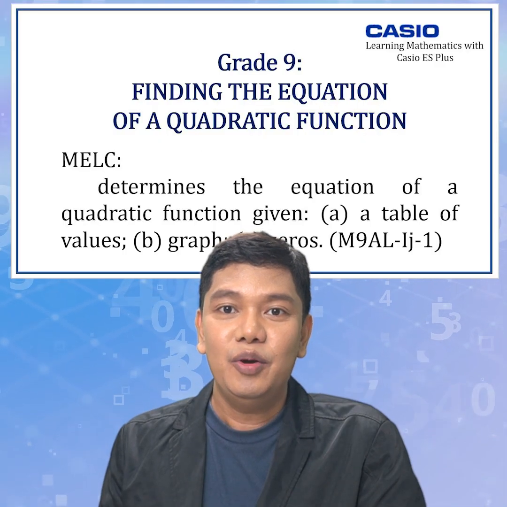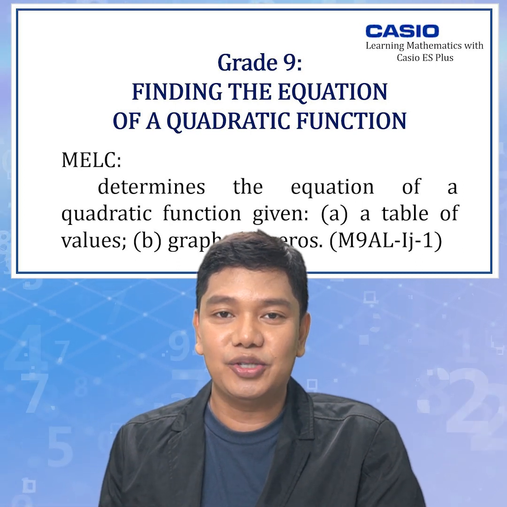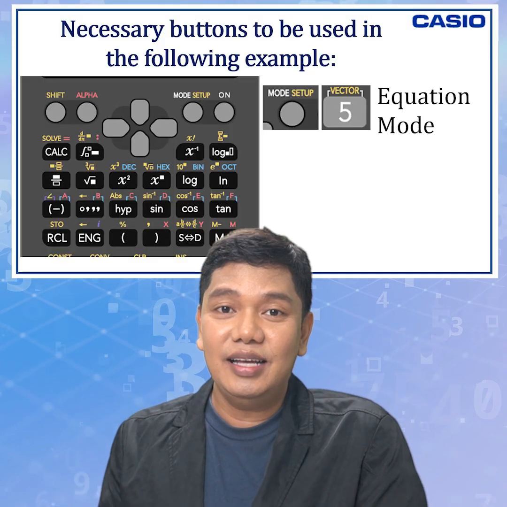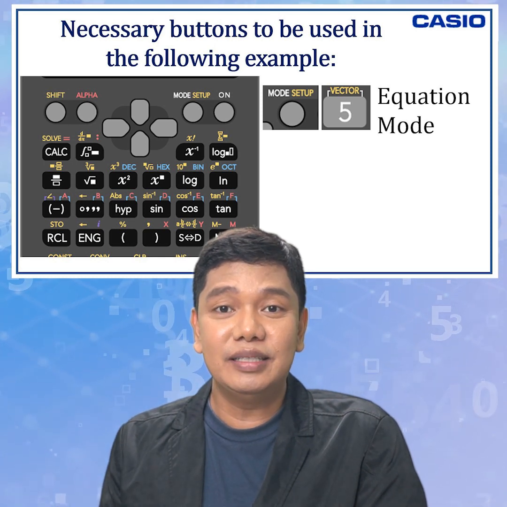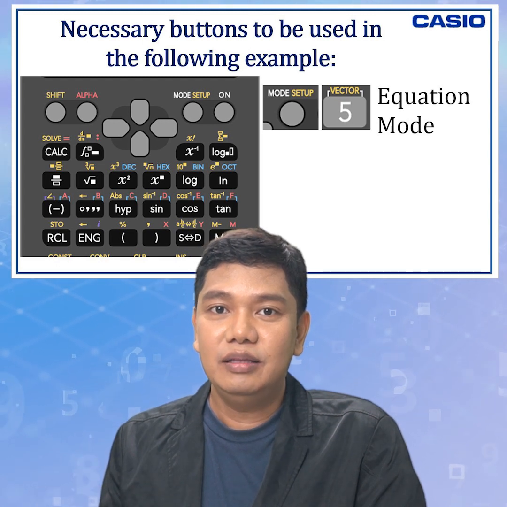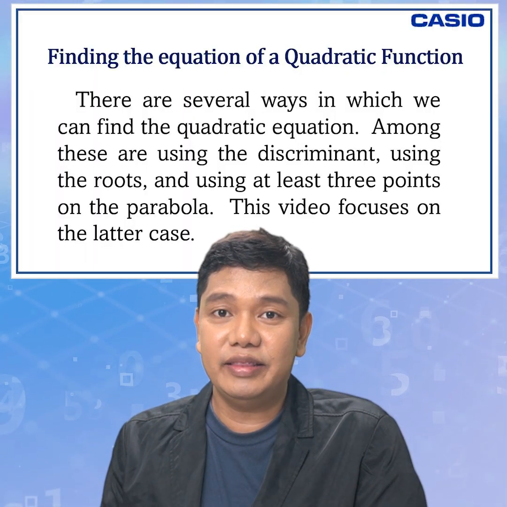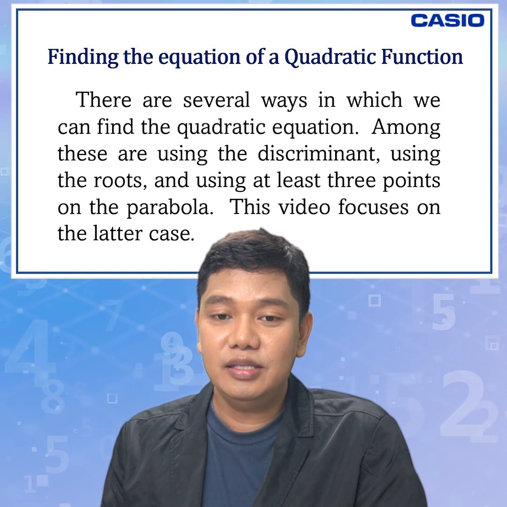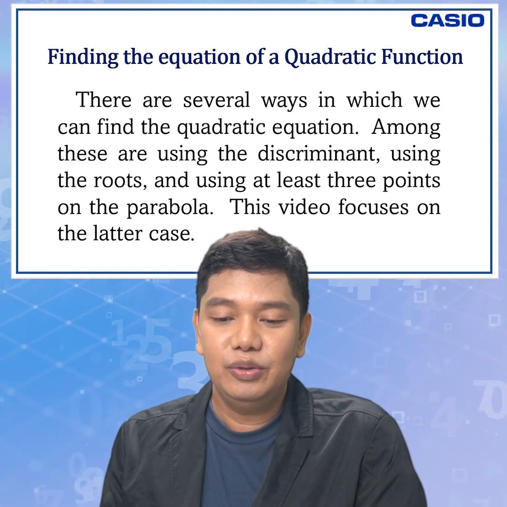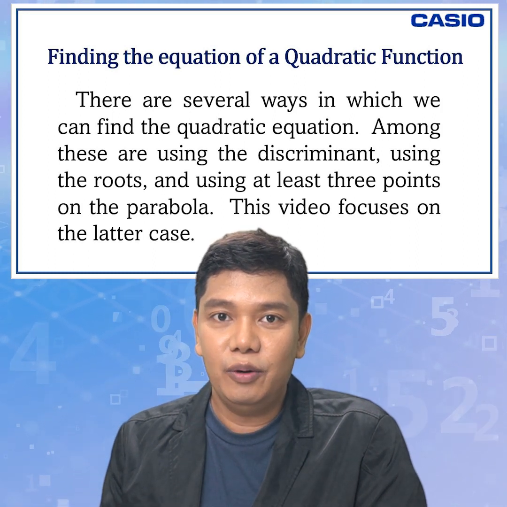For this video, we will explore finding the equation of a quadratic function. To assist us, be reminded of the following buttons that we will use as the session goes on. Mode 5. This is to activate the equation mode. There are several ways in which we can find the quadratic equation. Among these are using the discriminant, using the roots, and using at least 3 points on the parabola. This video focuses on the latter.